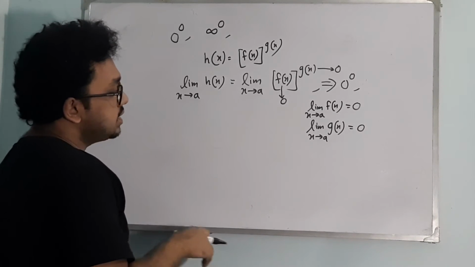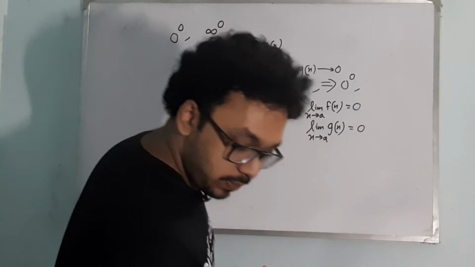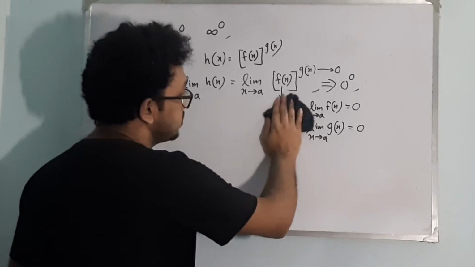And what is the infinite to the power 0 form? I am erasing this, I am explaining here. So if you haven't noted it down, then please note it down. I can't wait for you to note, right?